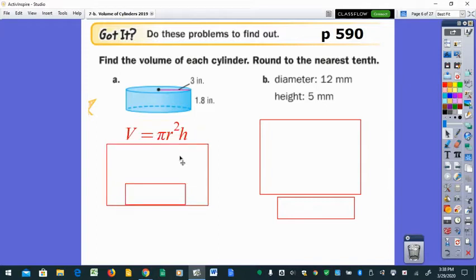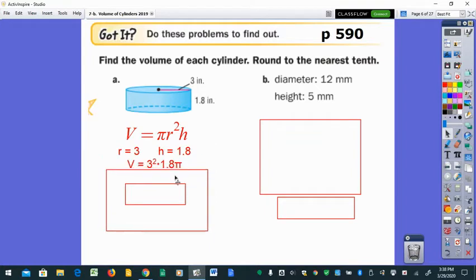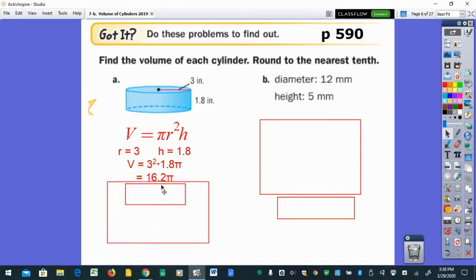Remember that volume is going to equal pi r squared, the area of one of those two base circles, times the height of the cylinder. They very nicely gave me the radius, so that 3 is going to substitute in for the r. And the height is 1.8, so I'm going to take 3 squared times 1.8. In my calculator, 3 squared is not 6, guys, it's 9. And 9 times 1.8 is 16.2 pi.